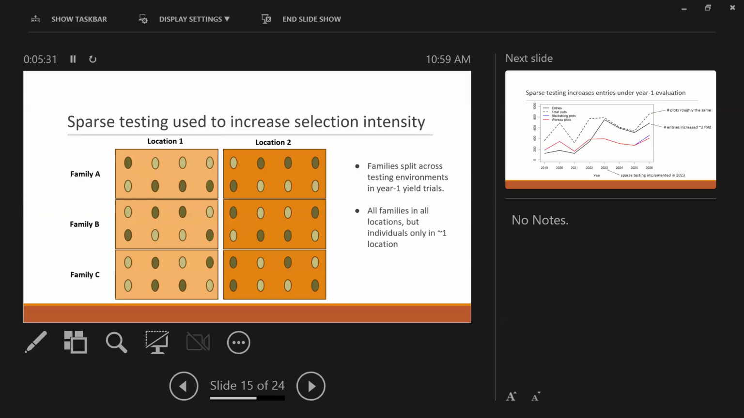And we're using sparse testing to do that. Each family gets split across 2 locations in our year 1 trials. Each family gets represented in both locations, but each individual is only in one. So we're able to use genomic selection to fill in the gaps for the individuals that aren't in the opposite location by using their family members to predict that information.